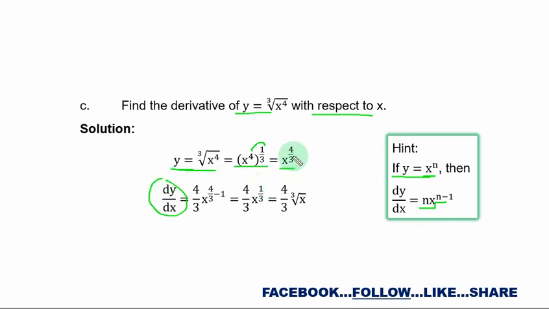So n is 4 over 3. You bring it to multiply s, then the power minus 1. You have it in this form. So you have 4 over 3. S power 1 over 3 can also be expressed as cube root of s. So you have it in this form.